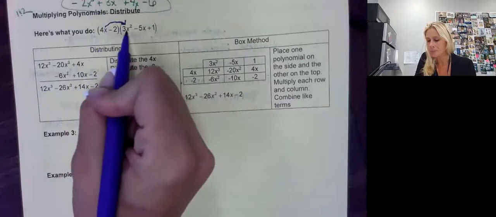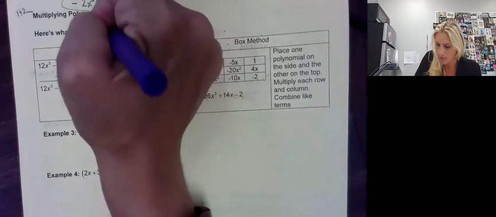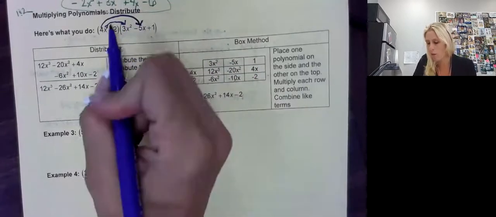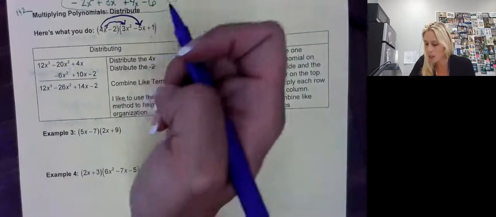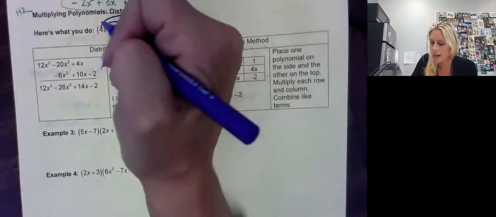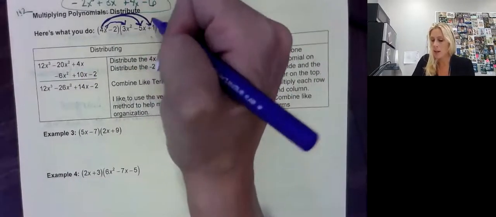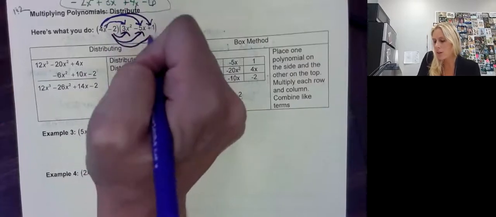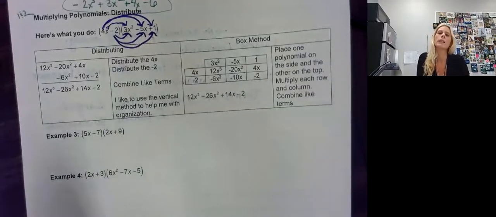So 4x times 3x squared is 12x cubed, because this is to the first, right? And then I would go 4x times negative 5x. Well, 4 times negative 5 is negative 20, and x times x is x squared, right? 1 plus 1 is 2. And then I would go 4x times 1, which is just 4x. Then I do that with the next term to each, okay? This gets a little messy, you see. If I had another term to multiply out, I'd have so many of these arches going to tell me what to do. So that's why, organization-wise, I like the box method.